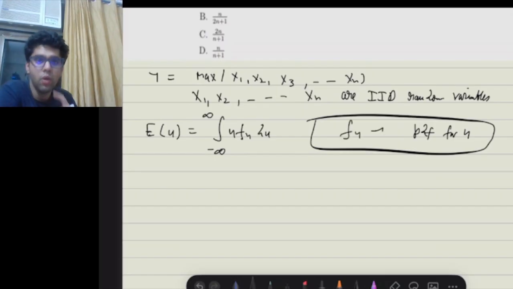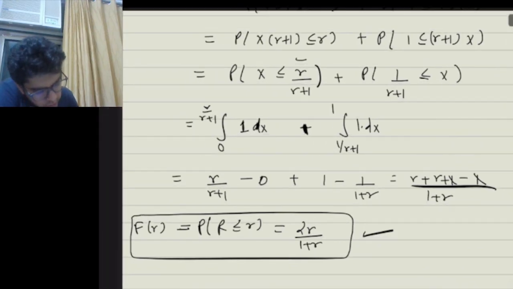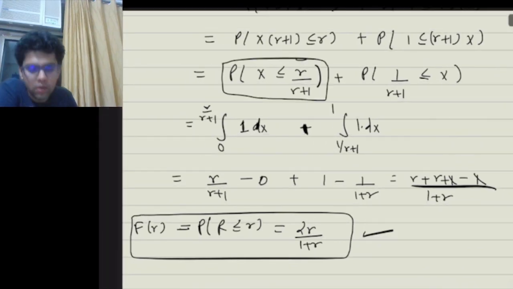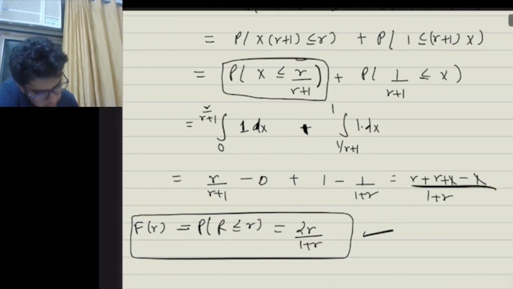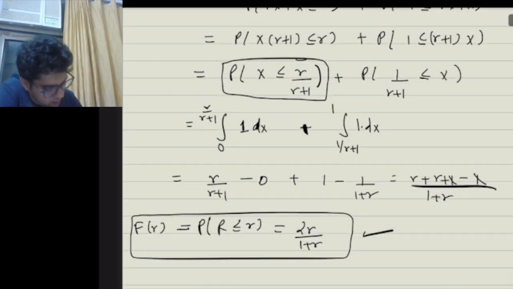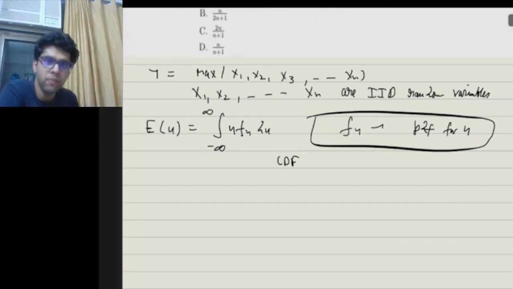f of u is the PDF of u, and we already know that we can find the CDF, right? So in the previous question we found the CDF. This is the process of finding the CDF, and here also you find the CDF only. Let me show you. There's some problem here. So we were finding the CDF only here, right? The probability of R less than or equal to r, right? This is the CDF, and we know that we can find the PDF from the CDF by differentiating the CDF.